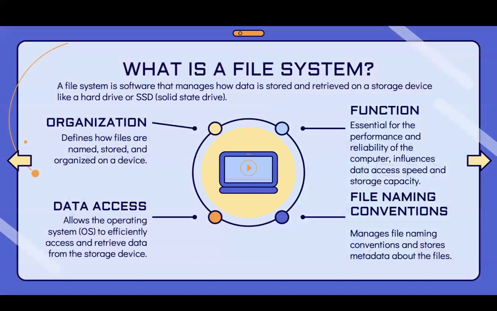What exactly is a file system? A file system is a specialized software that manages how data is stored and retrieved on a storage device, like a hard drive, solid-state drive, or even a USB stick. It's essential to the performance and reliability of a computer system because it directly impacts how fast we can access data and how much we can store.